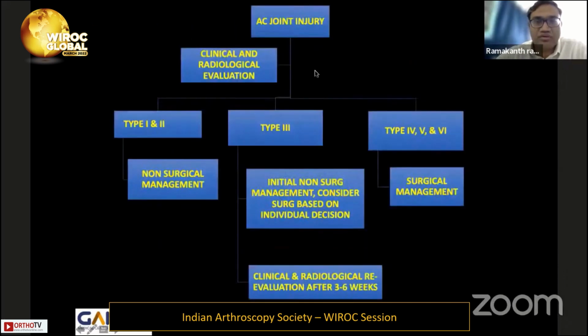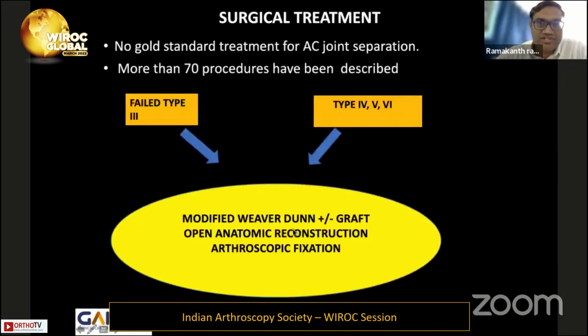Overall, for AC joint dislocation with clinical and radiological evaluation, for type 1 and 2 there are clear-cut guidelines that they can always be treated conservatively, whereas type 3 can be considered based on stable or unstable, as recommended by the ISAKOS consensus. Type 4, 5, and 6 are generally treated surgically because these are severe types of injuries. As for surgical management, there is no gold standard treatment.